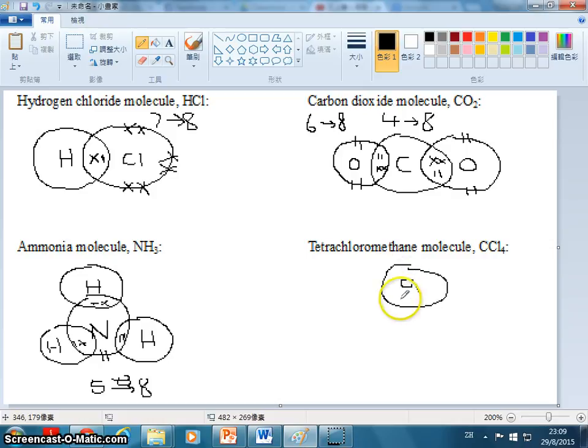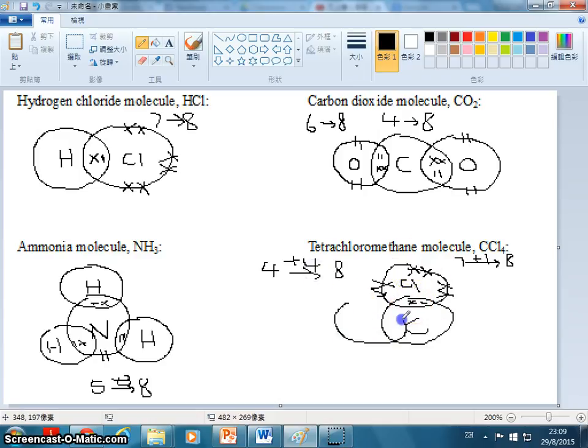Okay, 7 electrons. So that's why to become octet, it needs to add 1 electron. So it contributes 1 electron to share with carbon. And the rest is the lone pair electrons, 3 lone pairs. So for carbon, it has 4 electrons. To become octet, it needs how many? It needs 4 electrons. So only sharing 1 electron with chlorine is not enough.